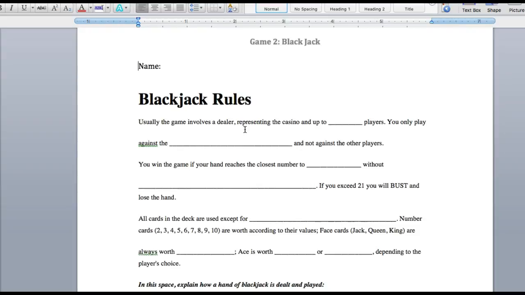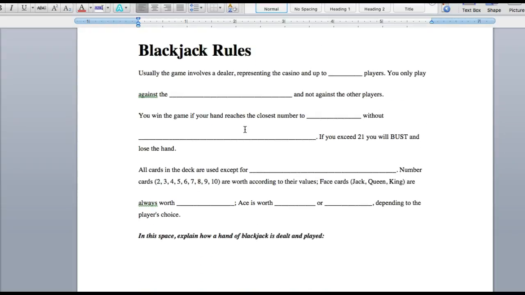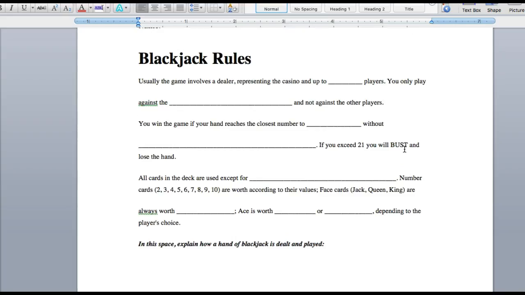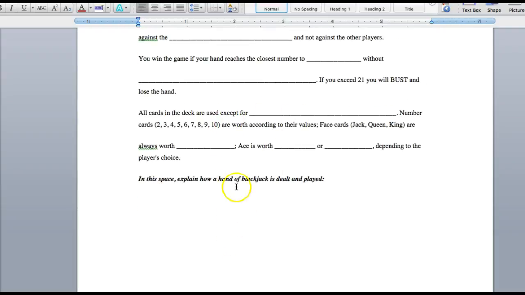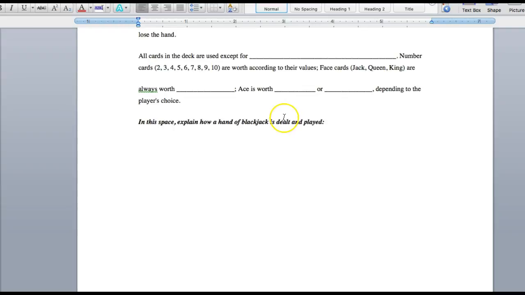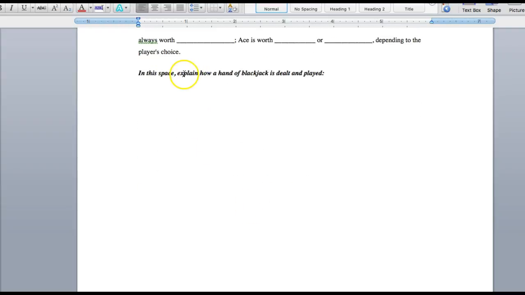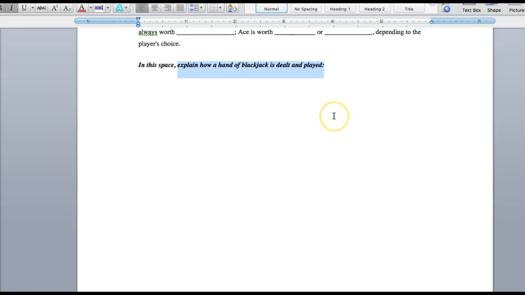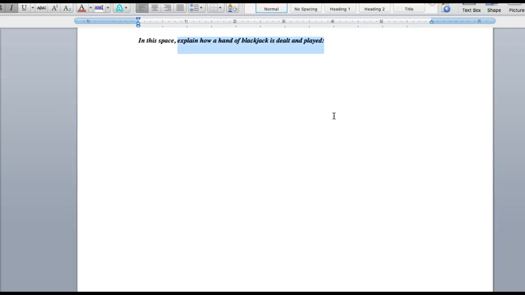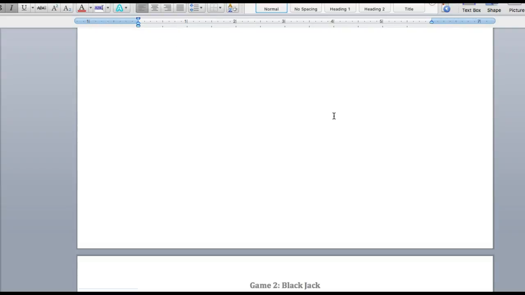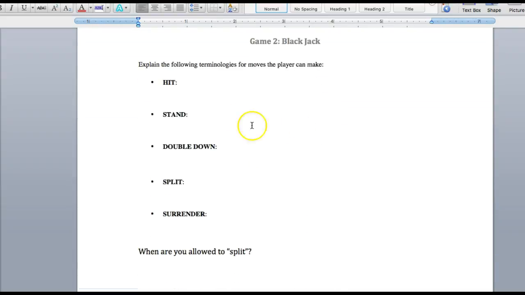Let's look at what's going on with the assignment here. So this part here is just filling in the words. It's coming just from that first link. When you're reading the rules, you'll fill these in. How much of the things work, or how much are the cards worth, and how does the game work. In this space, it wants you to explain how a hand of blackjack is dealt and played. So just explain what a hand would look like, just to make sure that you understand that there.